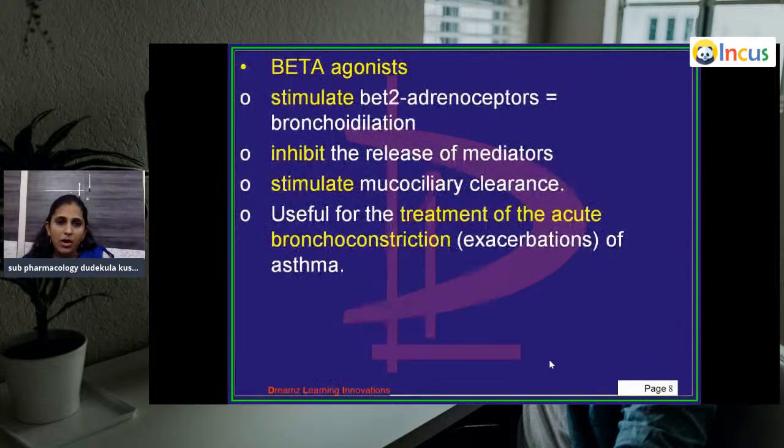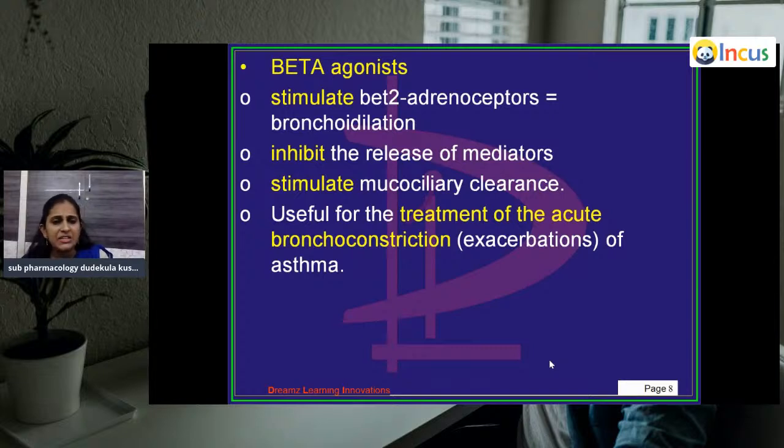Okay, now comes the beta 2 agonist. Now we are dealing with the sympathetic system. What does the sympathetic system do? By activation of the sympathetic system in bronchial muscles, it causes bronchodilation and decreased mucus secretion. This is activated with the help of beta 2 receptors. Okay, so the stimulation of beta 2 receptor causes bronchodilation.